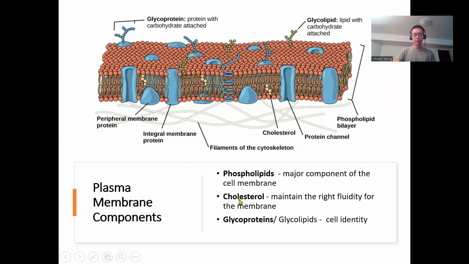That tells you the different components of it. We have the phospholipids acting as the major ingredient. We have the cholesterol, which helps maintain the correct fluidity. I wrote it down for you already. More cholesterol means more fluid. The sugary protein and the sugary lipids play a role in what's called cell identity. I'll elaborate on that later on. It's coming up, don't worry.